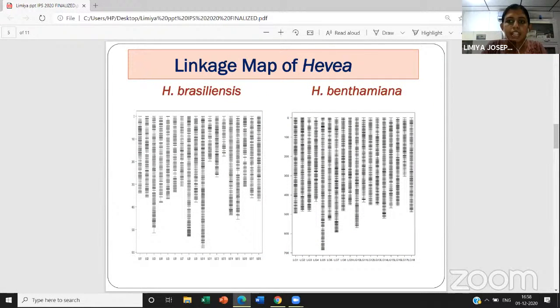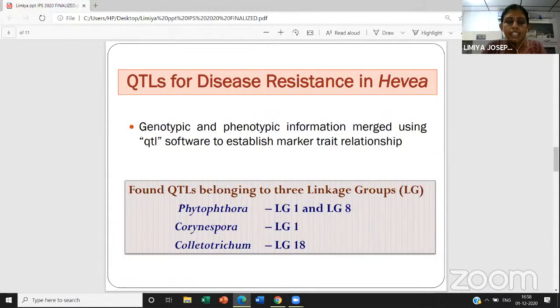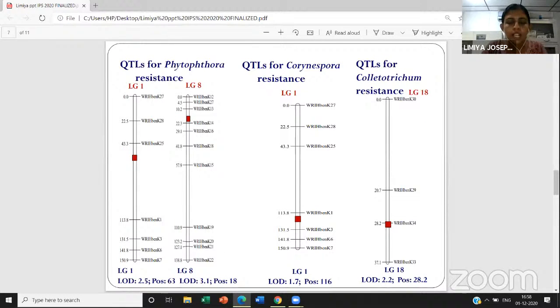From the genotypic data derived from the DArT sequencing, we were able to develop the linkage map of both the parents, and it consists of 18 linkage groups. Finally, by combining the genotypic and phenotypic information in a software, we identified the major QTLs related to disease resistance in Hevea. In the case of Phytophthora, we identified two QTLs, on linkage groups 1 and 8. For Corynespora, on linkage group 1, and for Colletotrichum, on linkage group 18. The exact position of the QTLs identified and their LOD score is given here in the linkage map.